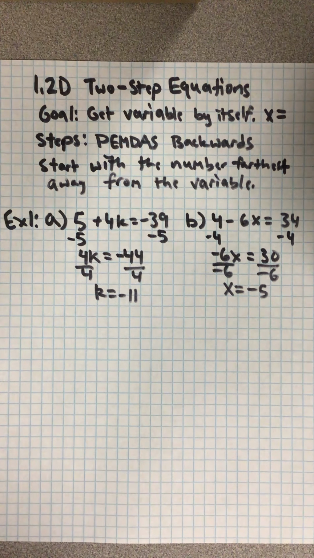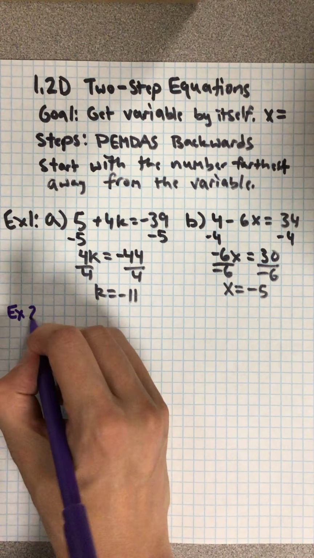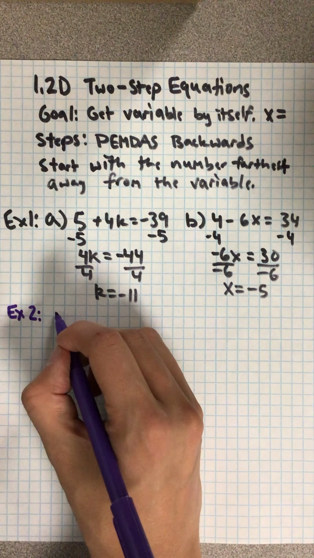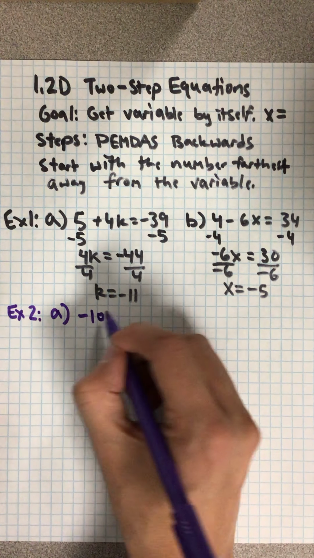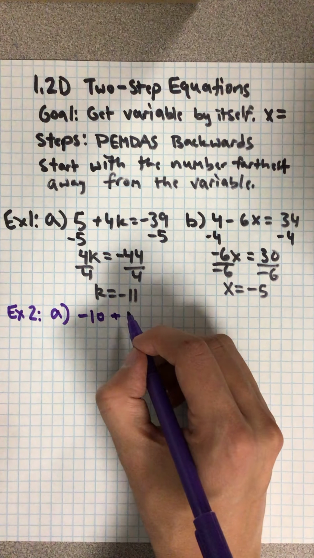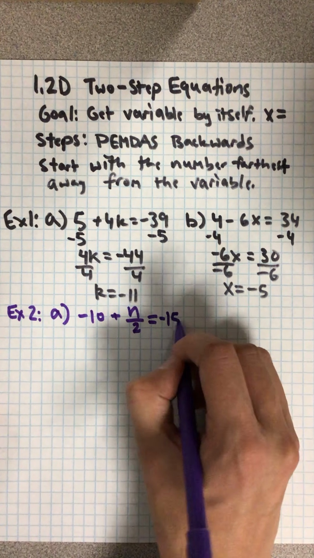Feel free to stop the video whenever you would like to spend time attempting these problems before I do them. So we're going to move on to example 2, which I'm going to do in purple because my black pens are running out of ink. And we're going to begin with A. A is going to feature some division this time. So this one is negative 10 plus n divided by 2 equals negative 15.